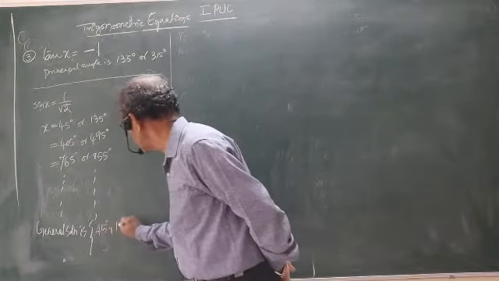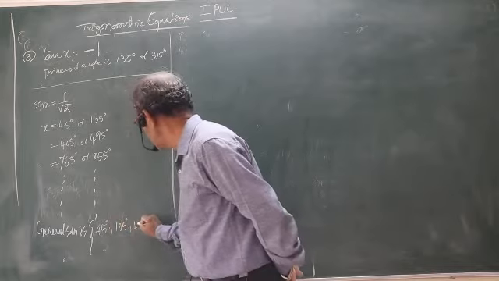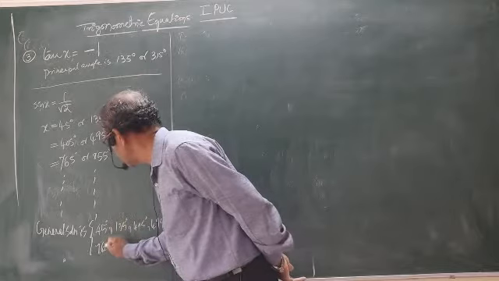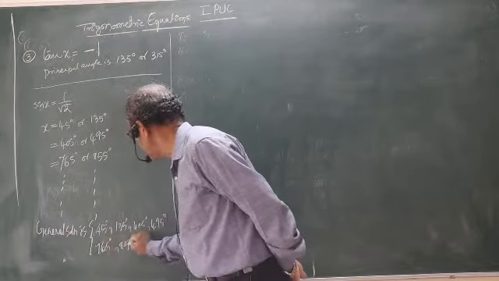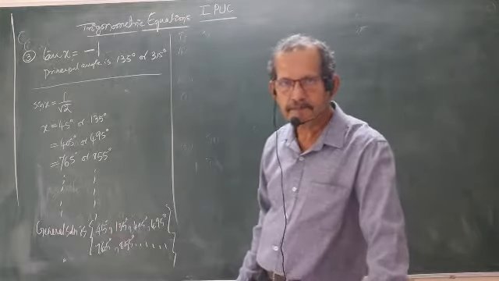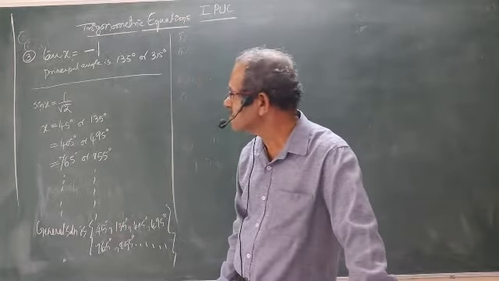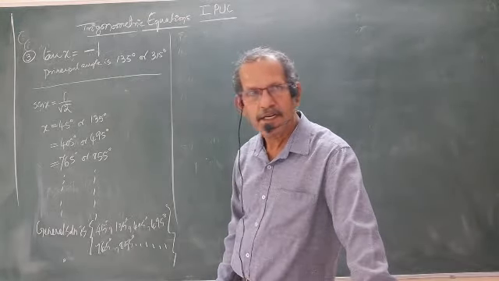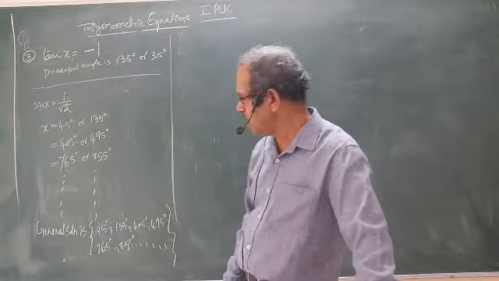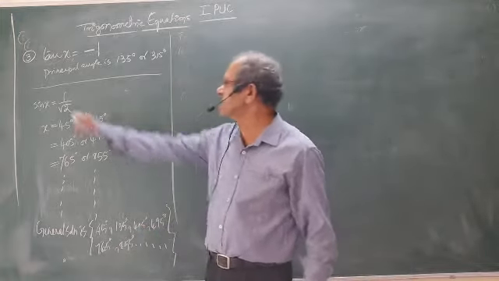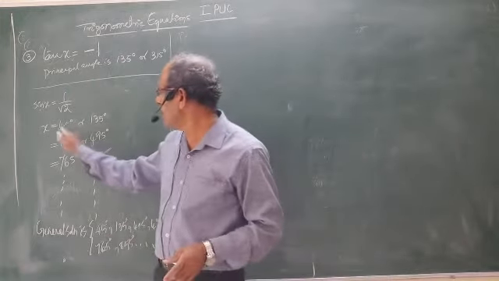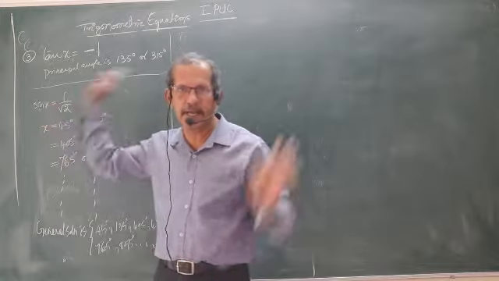is, you have to write all the answers: 45, 135, 405, 495, 765, 855, so on. Infinitely many answers are there. Clear? General solution means set of all angles satisfying the equation. Principal solution means only angle in between 0 to 360 satisfying the equation.